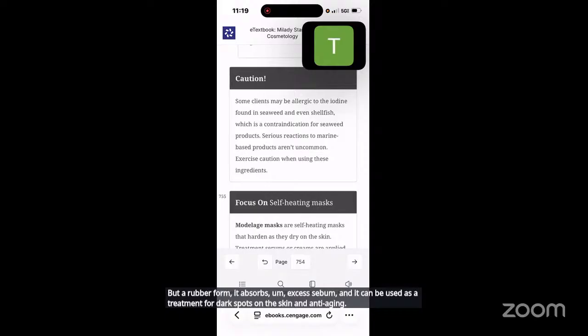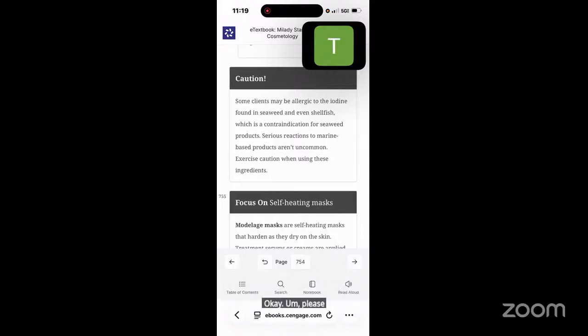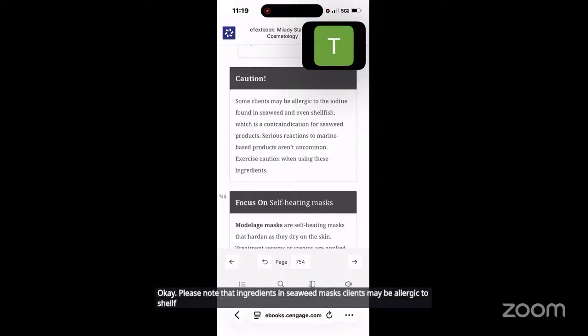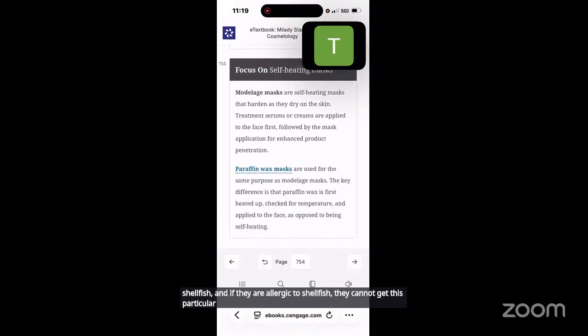Okay. Please note the ingredients in seaweed masks. Clients may be allergic to shellfish, and if they are allergic to shellfish, they cannot get this particular mask. Okay.